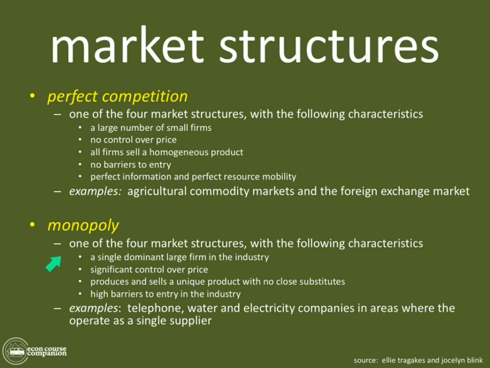Now, monopoly. Monopoly is one of the 4 market structures with the following characteristics, and you need all of these: a single dominant large firm, significant control over price, producers sell a unique product with no close substitutes, and high barriers to entry in the industry. Examples are telephone, water, and electric companies in areas where they operate as a single supplier. When I was a kid, I grew up in Cleveland, Ohio, and there was one energy company, and everybody bought their electricity from it. They were a monopoly. They could have charged whatever they wanted, and to control them, the government regulated the prices, but they had complete power over the market, right?